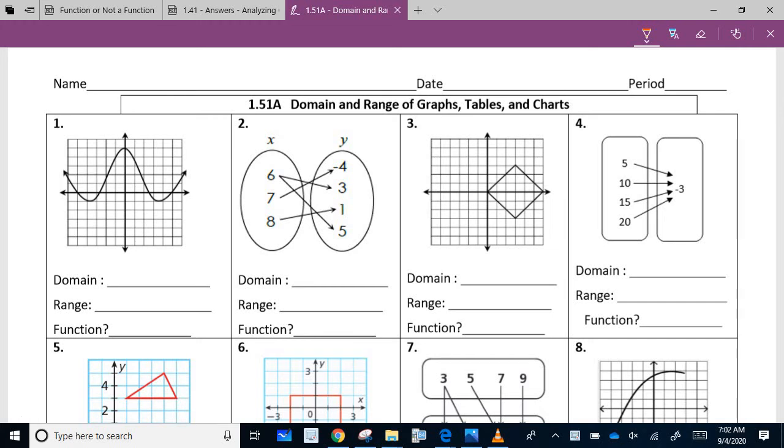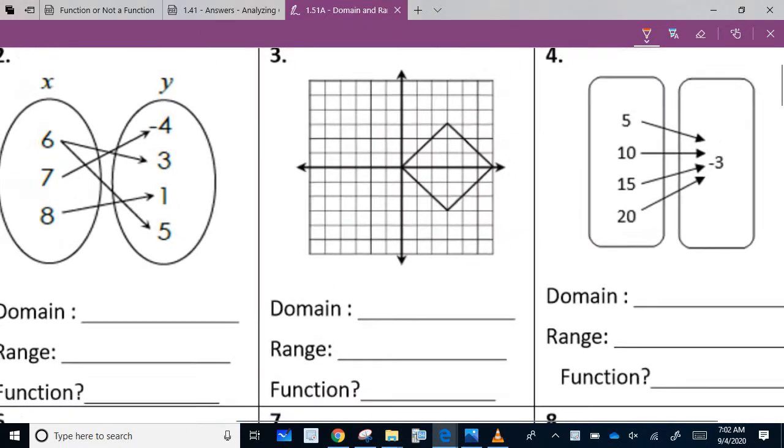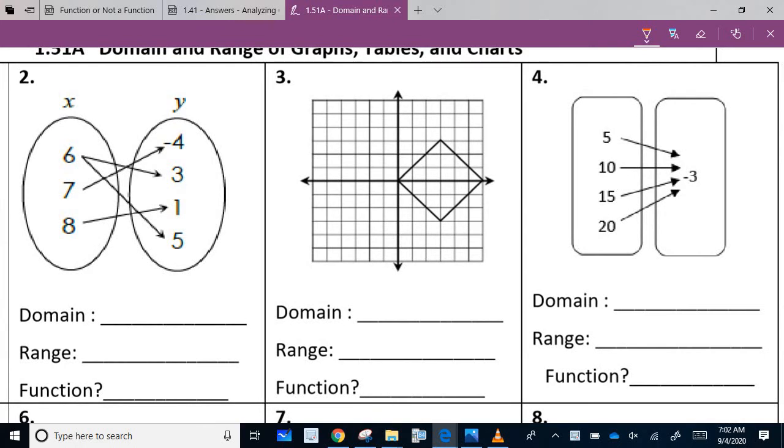Now we're going to look at this worksheet 1.51a. We're going to look at domain and range of graphs, tables, and charts and tell if it's a function or not. Now I'm going to look at problem number 3 first. So when I look at this right here, I want to find the domain.